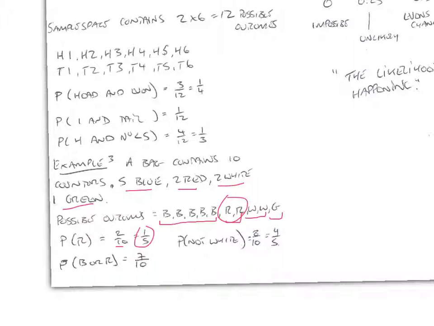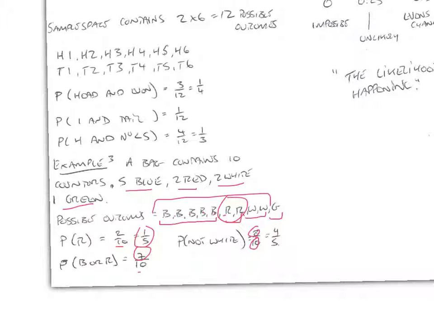And the probability of picking out of the bag a blue or a red: we've 1, 2, 3, 4, 5, 6, 7 out of 10, a 7 in 10 chance. Then let's look at the probability of pulling a counter out of the bag that's not white. Well, it must be any one of these 8 in 10, so that's 4 in 5.